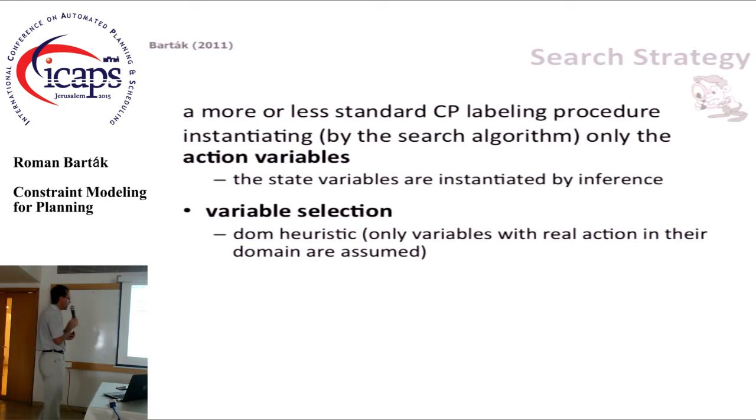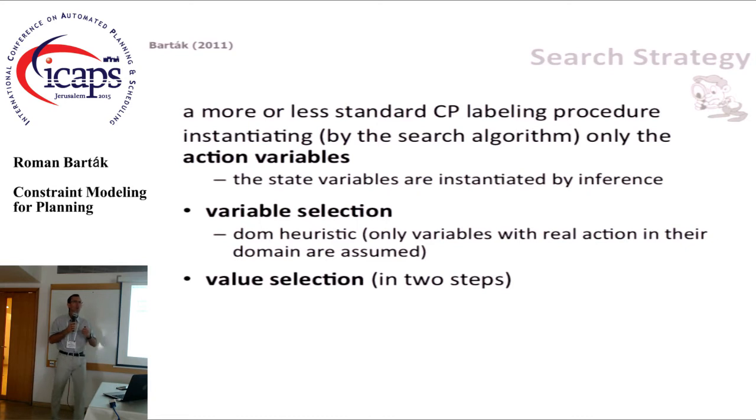But we included only variables that, in the current domain, have some real action. There might be real actions and no-op actions, right? So if I have a variable which contains just no-op actions, I don't need to assign this one, because the value of the state variable will be the same. We just don't know which value of the state variable we need, right? So we don't need to decide these actions. They will be decided by propagation through the constraint. So only variables containing real actions are assumed.